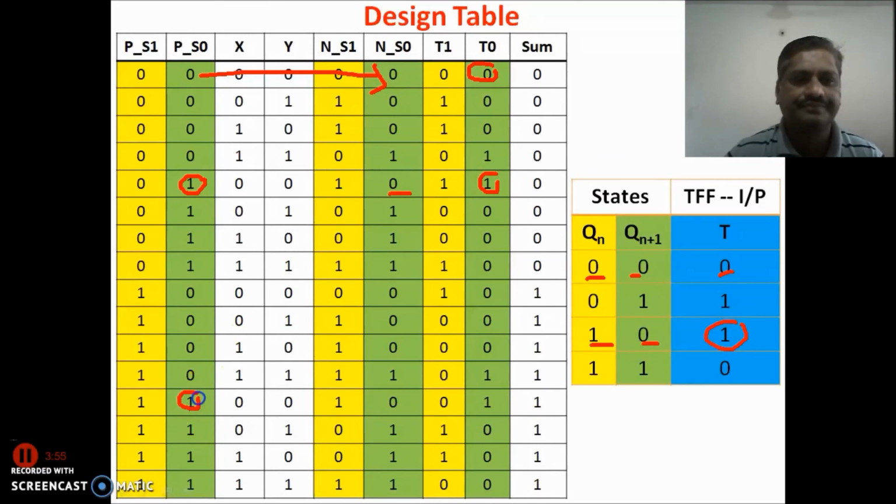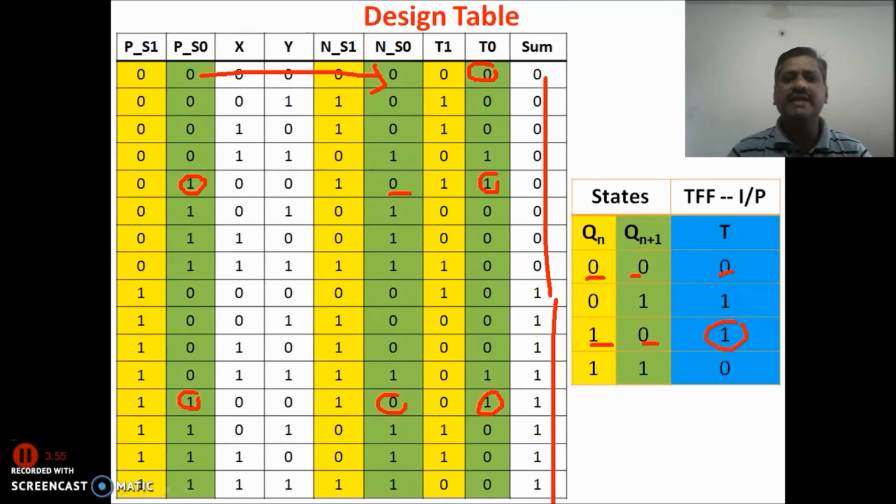This is 1. PS0 is 1 and NS0 is 0. 1 0, input applied should be 1. Here the input applied is 1, and these outputs are the same as I discussed previously, and so on. Means indirectly we are able to prepare this design table by using the excitation table of the particular flip-flop. Here I have selected the T flip-flop, so I am using the excitation table of the T flip-flop. Otherwise, I will discuss the selection of the other flip-flops maybe in a coming video.